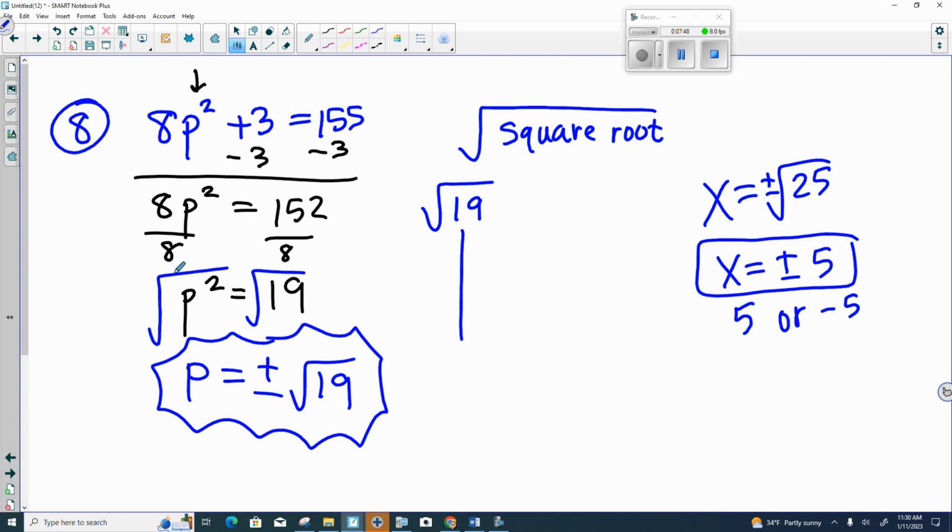So I would put that symbol over it somewhere. Maybe you can even come in and do that so you won't forget it on the test. I can't give you full credit if you tell me the answer is the square root of 19. That's half wrong.